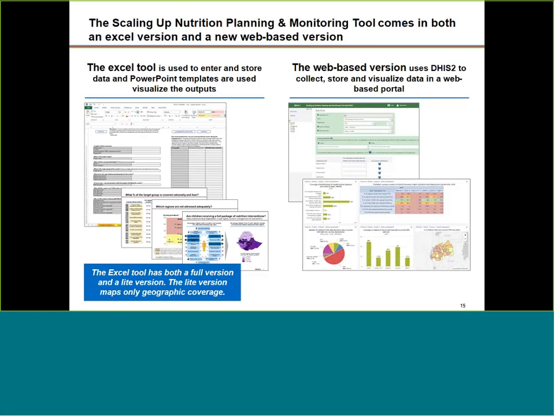The Excel version of the tool comes in two versions. The full version, where both geographic and population coverage data are collected, and a light version, where only geographic coverage data is collected. The other version of the tool is a web-based version built using DHIS2 technology. This is a new tool and developed in 2016.